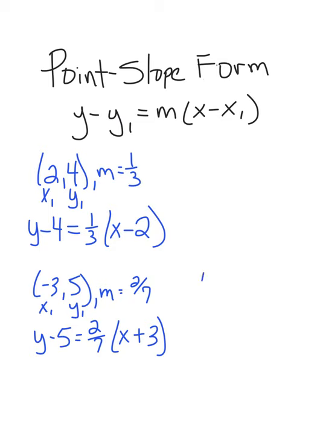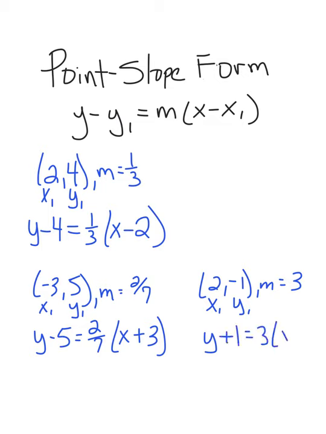Or one more, your ordered pair is 2, -1 with a slope of 3. Our ordered pair will give us our x1 and y1. So this would be y minus a -1, so that's going to make it plus 1, equals 3 times x minus 2. So that's how you would write the equation in point-slope form.